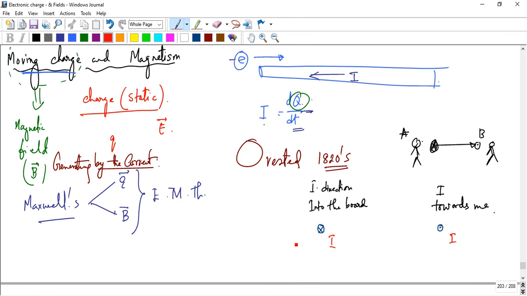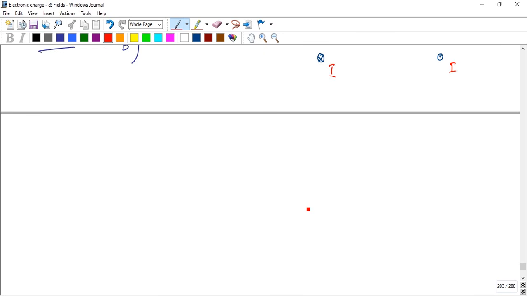Now Ørsted described that a current passing through a wire produces a magnetic field. Suppose there is a cross and there is a dot, producing a magnetic field. Now place a magnetic compass needle here. The magnetic field is a vector field.